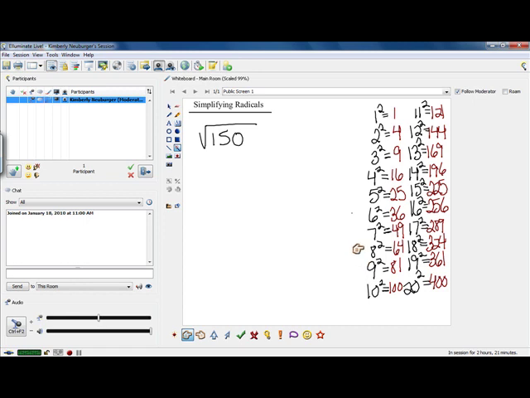So then we divide it by 3, which is 50. And 50 is not on there. 49 is, which is close, but it's not 50. So then we divide 150 by 5. Notice that I skipped 4.